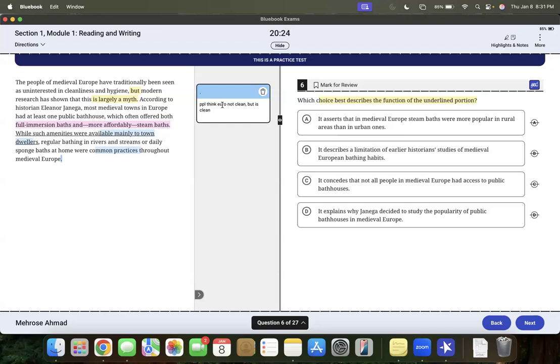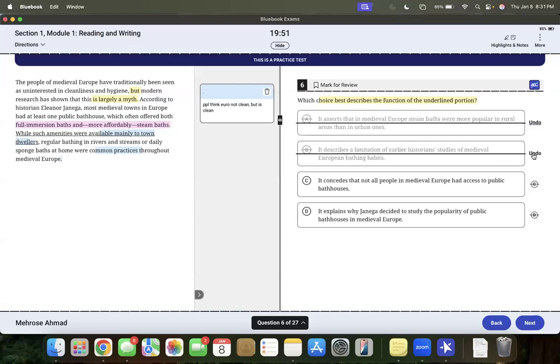Now, which choice best describes the function of the underlined portion? Well, from our reading and understanding of it, they're talking about amenities and saying they're mainly available to town dwellers, but saying that, bathing also happened at people's homes. All right. So what makes the most sense? Again, cross-elimination. A, it asserts in medieval Europe, steam baths were more popular in rural areas than urban ones. There is no discussion of rural versus urban, so no. B, describes the limitation of early historians' studies, no discussion of a historian.